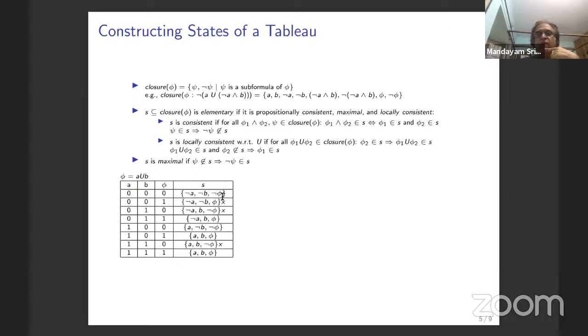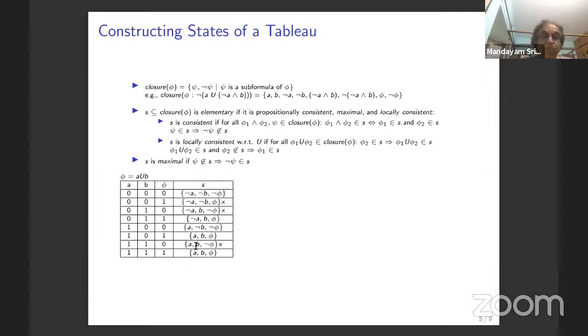See, when you have not a phi, where phi is an until operator, that also puts certain constraints. Okay, not a phi. The other components should have truth values such that they do not imply phi. Because if not a phi is in the set, then phi is not there, and therefore they should be consistent. They should not imply phi. For example, here I've included not a phi.